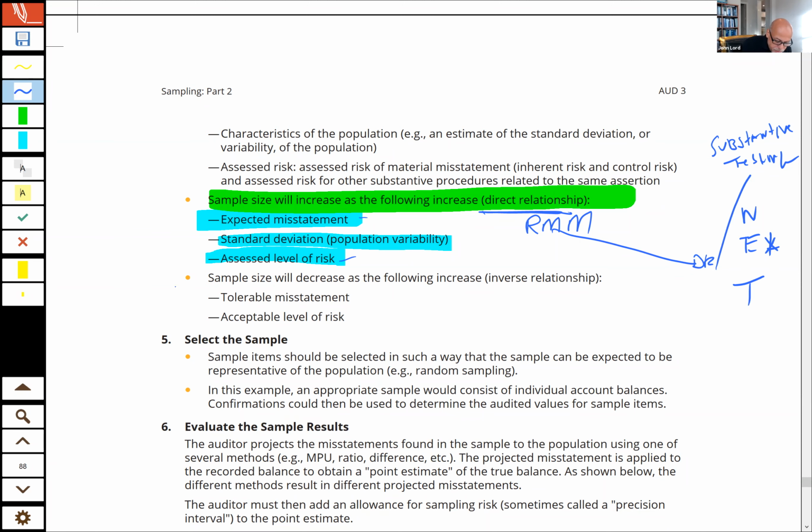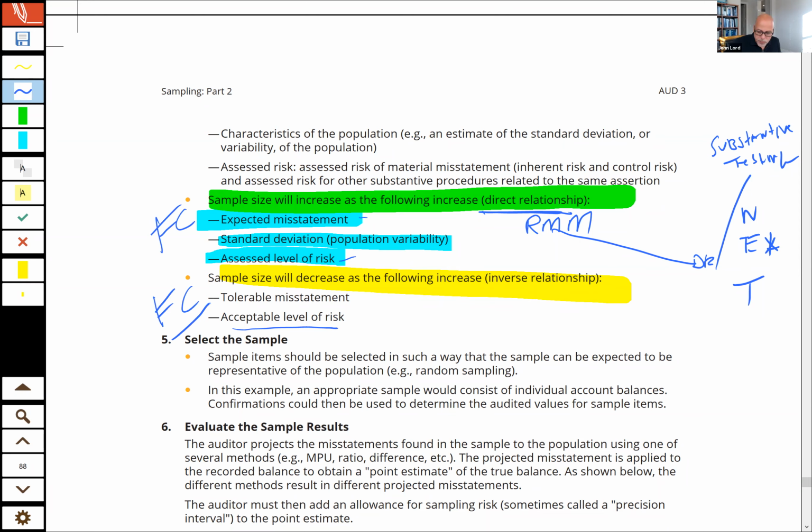Sample size will decrease as the following increase, an inverse relationship. As your tolerable misstatement comes down, that's in effect saying that your materiality is being squeezed. And so what are you going to have to have? A larger sample size to make sure you find all those errors. As the acceptable level of risk comes down, now we're talking about the risk of incorrect acceptance, the risk of incorrect rejection. If you want to avoid that mistake, you're going to have a larger sample size. So flashcard how those different factors affect the sample size.